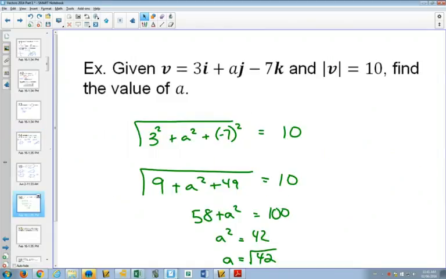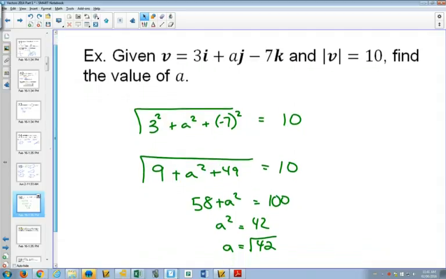So there you go. You can set it up and then solve for a. Square both sides to get rid of the square root. And solving for a gives you the square root of 42. But when you square root both sides, you have to remember plus or minus.